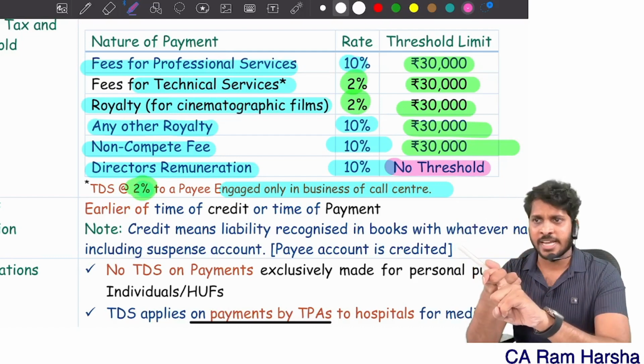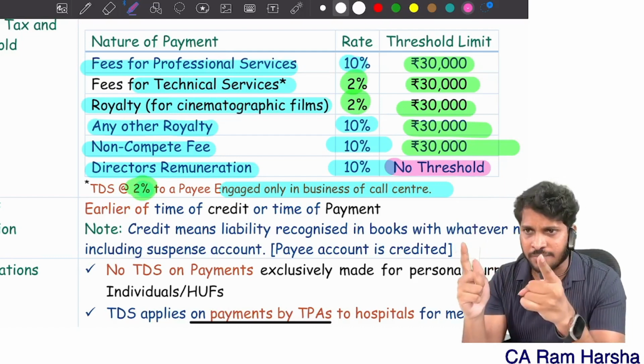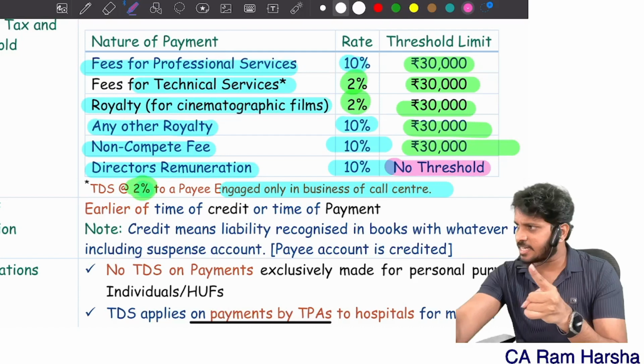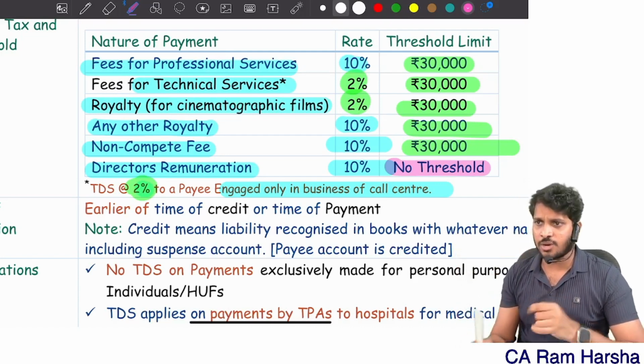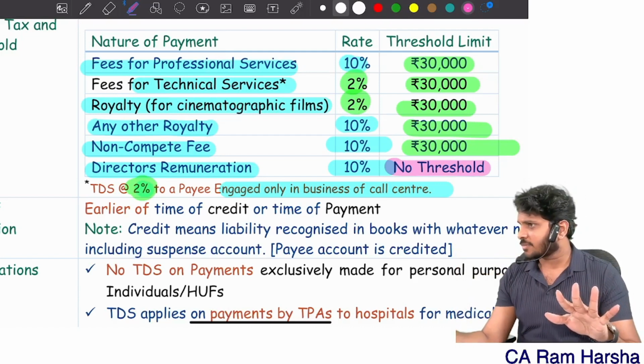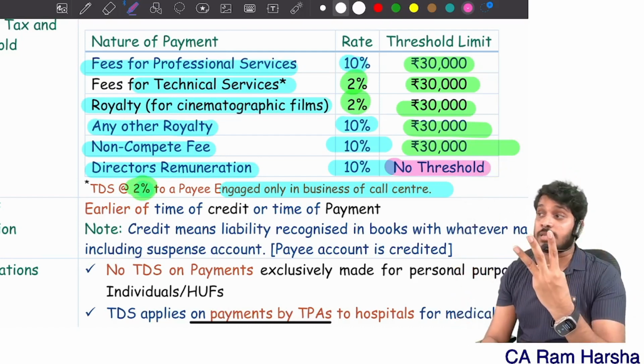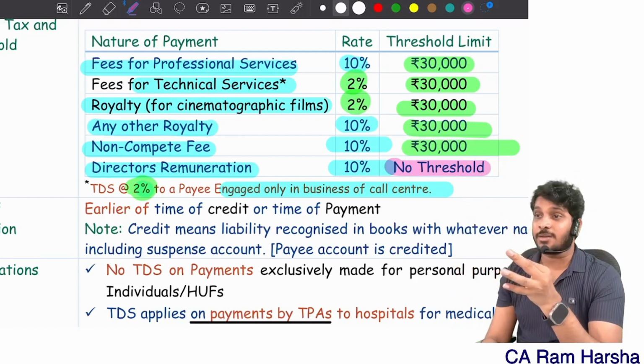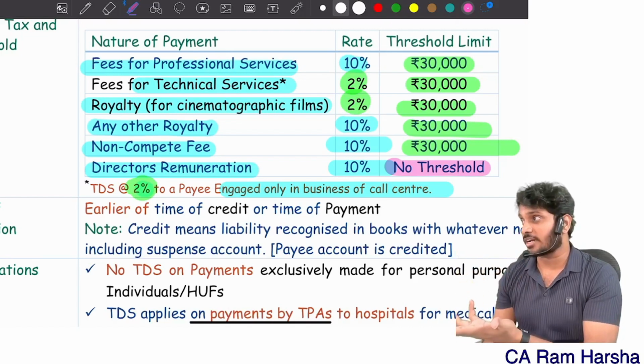Both put together 40,000. Section 194J will not apply because each of the professional service fee and technical service fee is less than 30,000 in a year. Yes or no? Therefore, the section will not apply. All the amounts have a separate 30,000 threshold limit. However, for director remuneration there is no threshold because the section is silent on that.